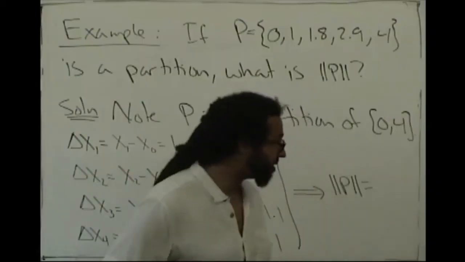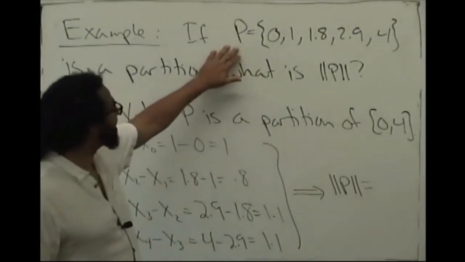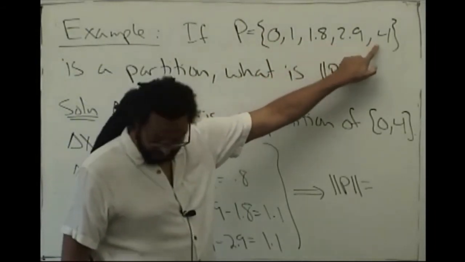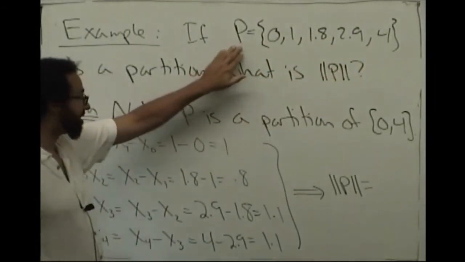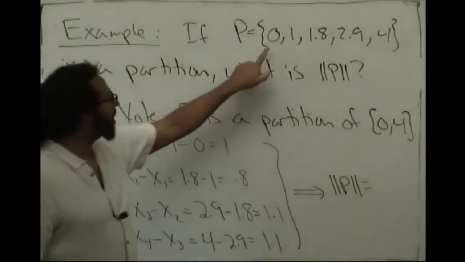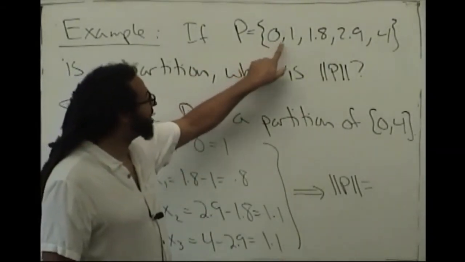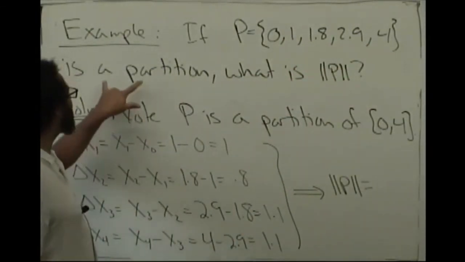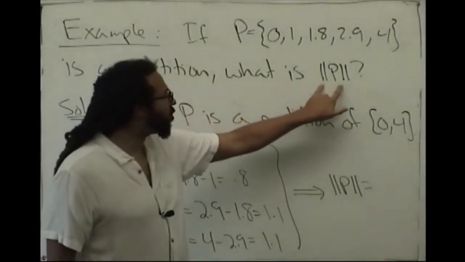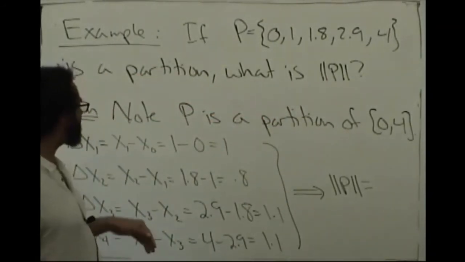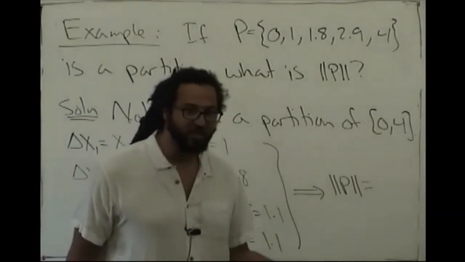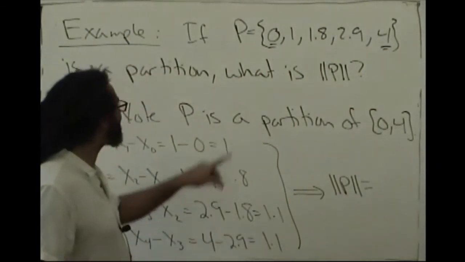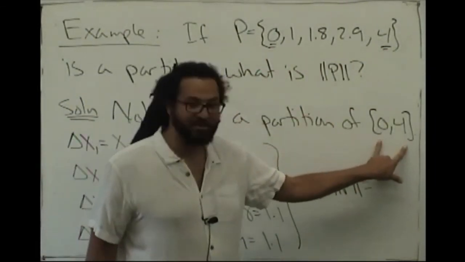Okay, let's look at an example really quick. So here's a set of points called P: 0, 1, 1.8, 2.9, and 4. And we're saying that this thing is in fact a partition. It's a candidate because, right, these numbers are all in increasing order. If this thing is a partition, what is the norm of P? Well, first of all, it's a partition of what? Well, you can look at the first and the last, and you can see that this must be a partition of the closed bounded interval from 0 to 4.